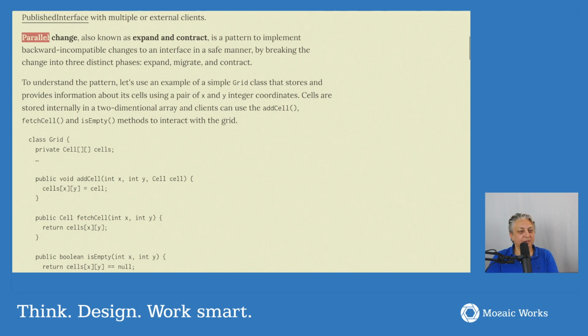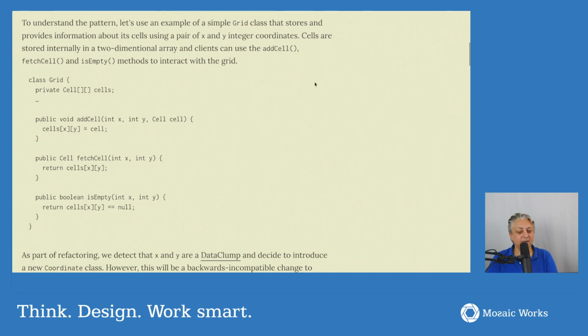So the way he is talking about it is that parallel change, also known as expand and contract, is a pattern to implement backward incompatible changes to an interface in a safe manner by breaking the change into three distinct phases: expand, migrate, and contract. And he has an example here.